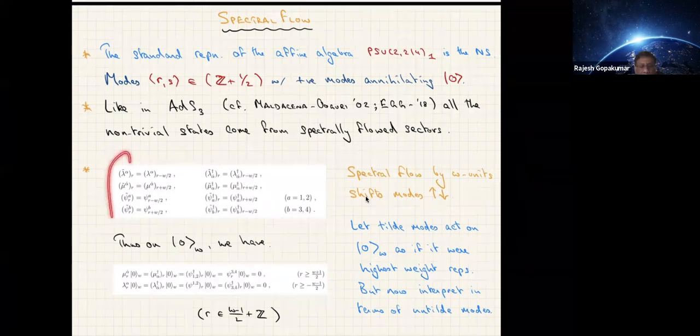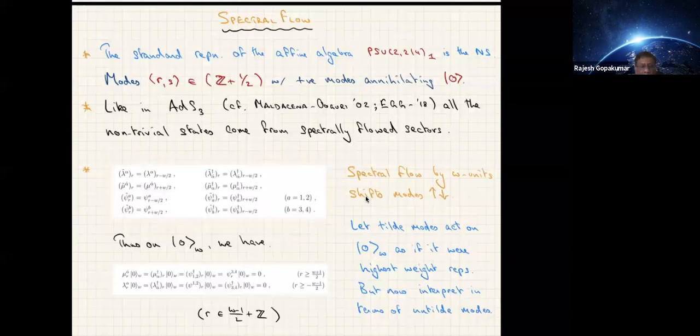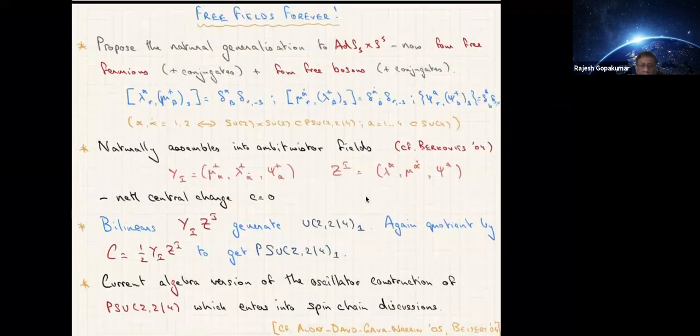This is the automorphism: you essentially consider a new set of fields, lambda tilde, mu tilde, etc., in which the mode numbers are shifted up or down by plus or minus W by 2, if you're considering W units of spectral flow. The claim is that this is an automorphism of the algebra, meaning that it preserves the free field commutation relations that I had over here.